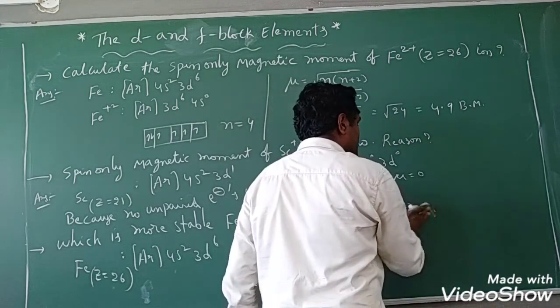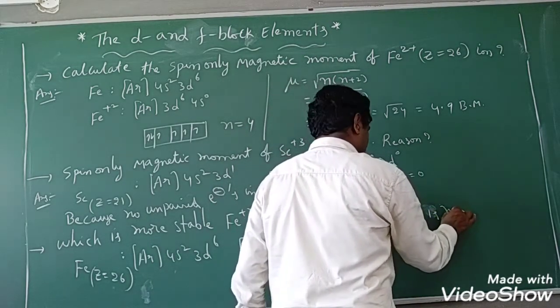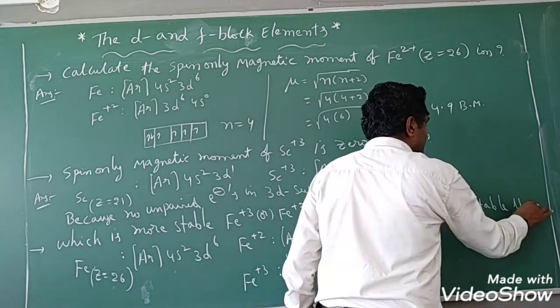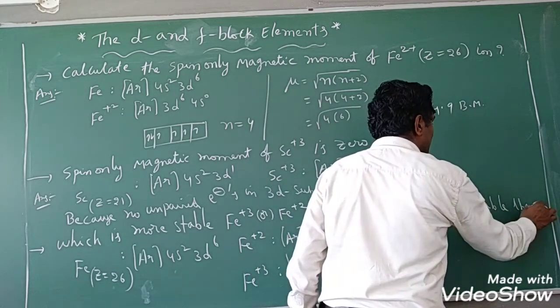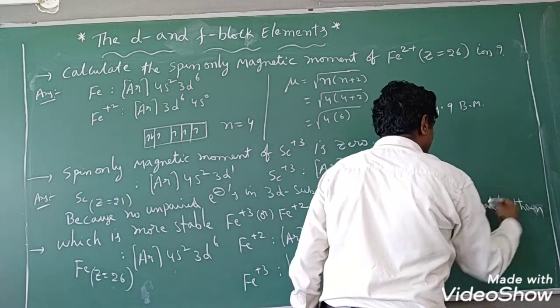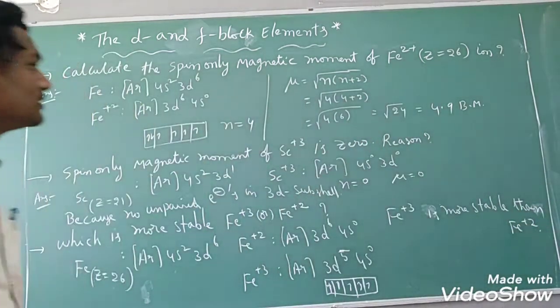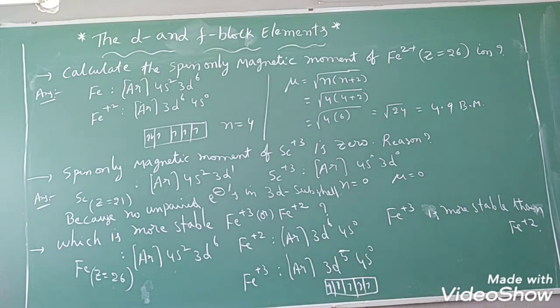Fe plus 3 is more stable than Fe plus 2. This is the correct answer. Okay? Copy this one.